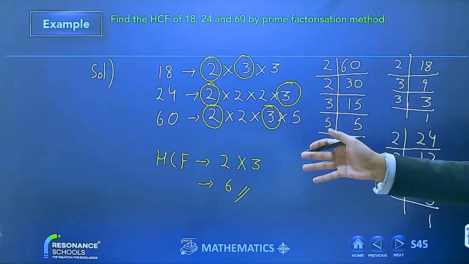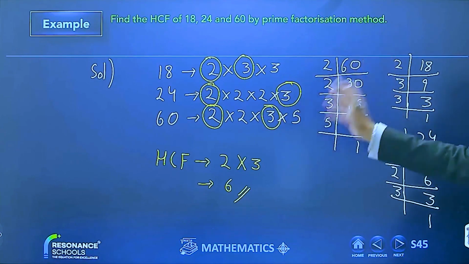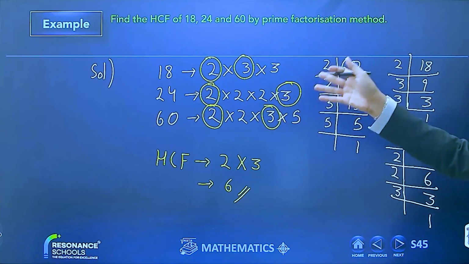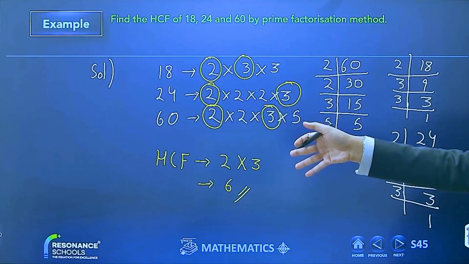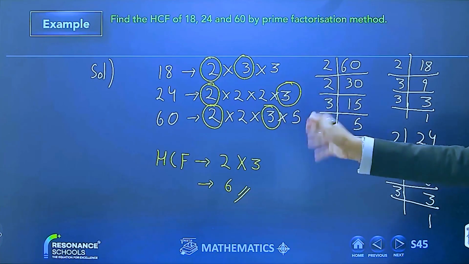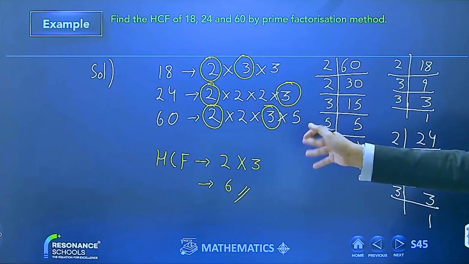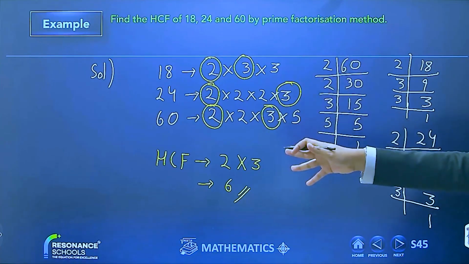Sir, if there is a big number, how can we check all the factors in a short period of time? That is what prime factorization and long division methods are for. Hamza, focus on the class. I'll answer that later. Focus on the class, everyone.